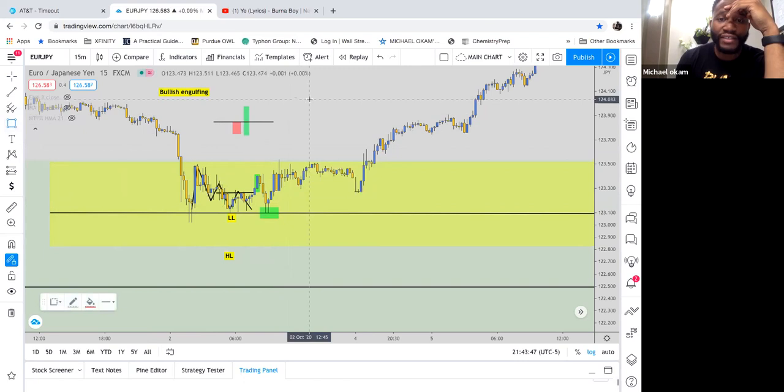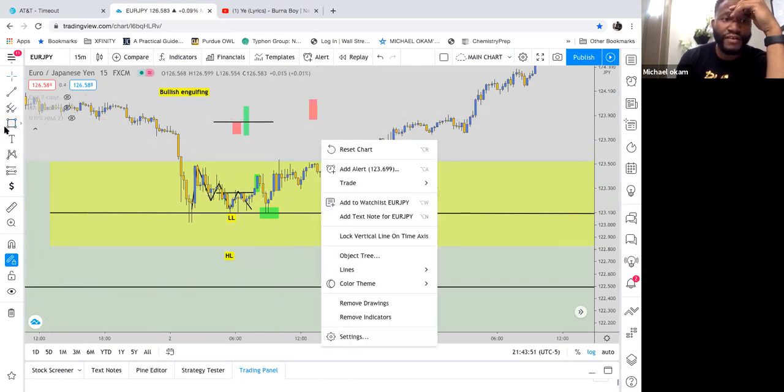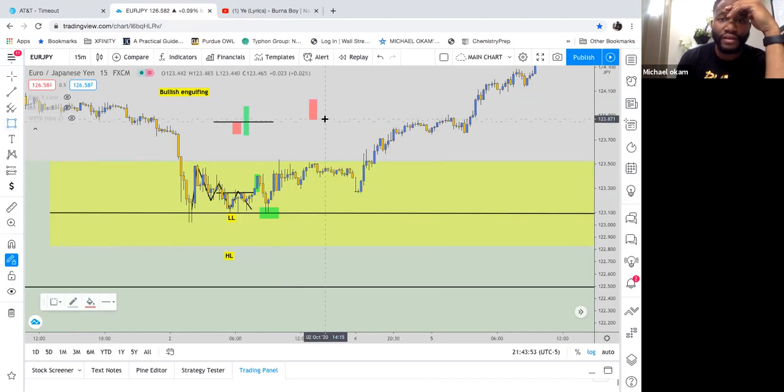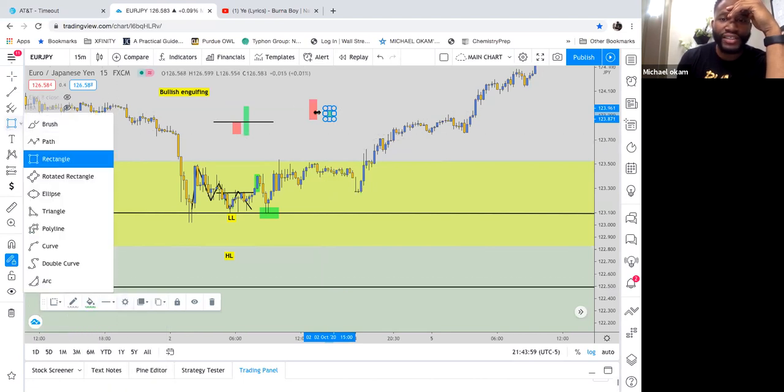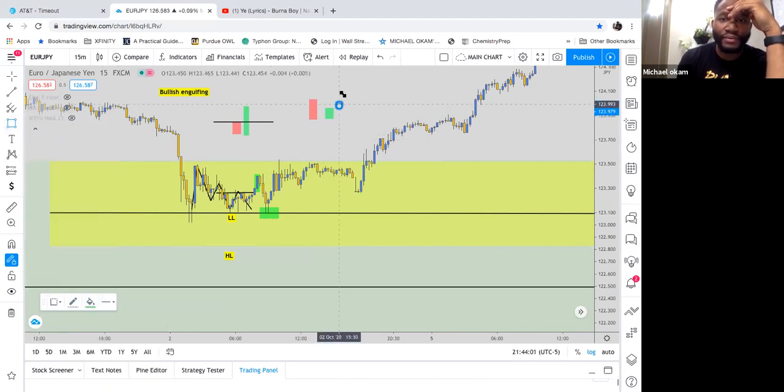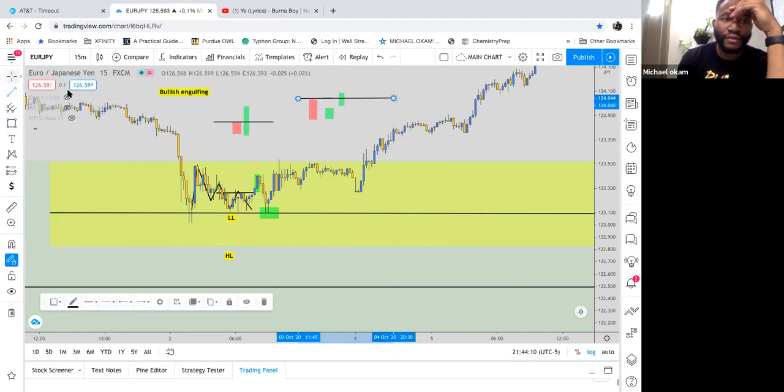A bullish variation would be multiple bullish candles overlapping a sell candle. So it's going to take more than one bullish candle to overlap that sell candle. This is a bullish variation. So the pink one is the sell candle? Absolutely.